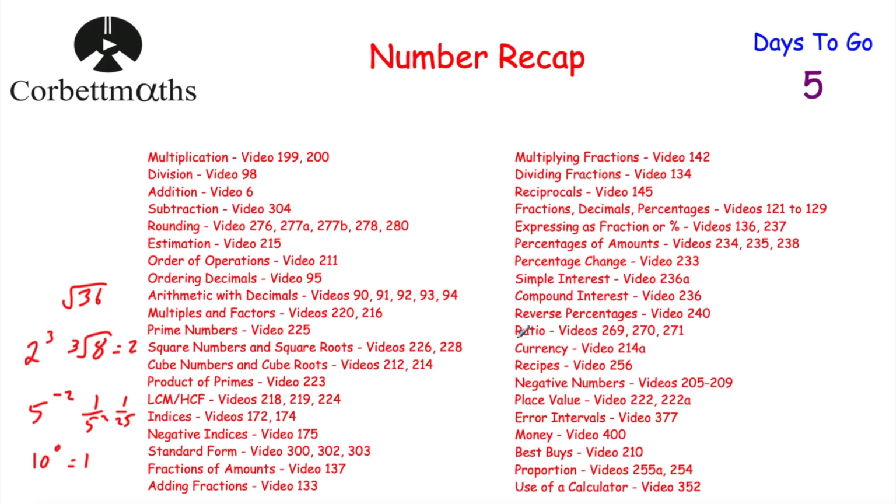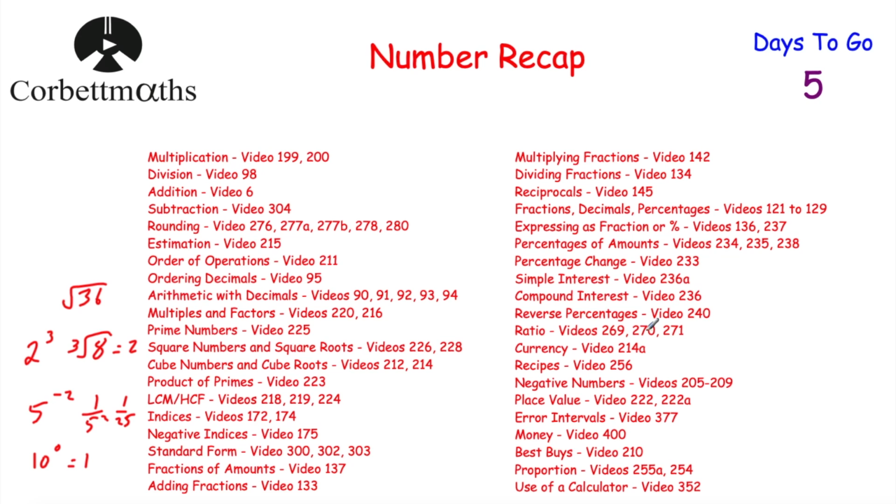Ratio, know how to simplify ratios. So a bit like simplifying fractions, so simplifying ratios. Know how to express in the form 1 to n and n to 1. Know how to share a total out in a given ratio, so add together the numbers in the ratio and then divide the total by that number of parts and then find out how much is in one part and then multiply by each of the numbers in the ratio.